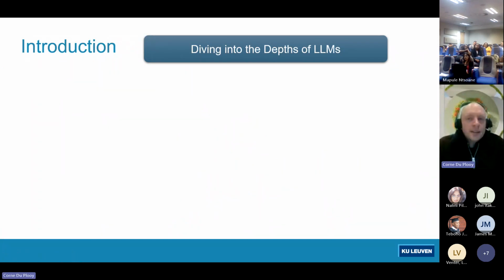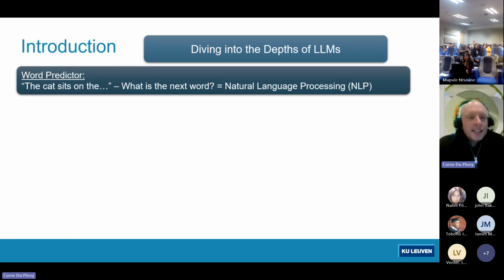Diving a bit into the depths of LLMs, it started with very basically asking this simple question. The cat sits on the, what's the next word? Can you complete that? It's very easy for us to do. The cat sits on the mat.